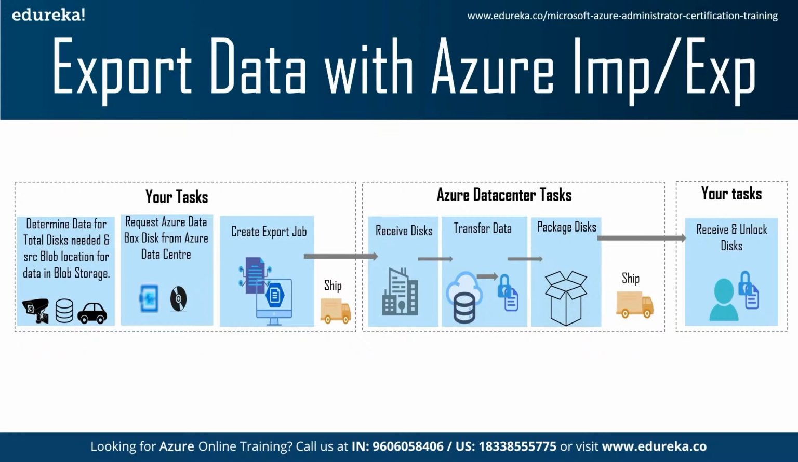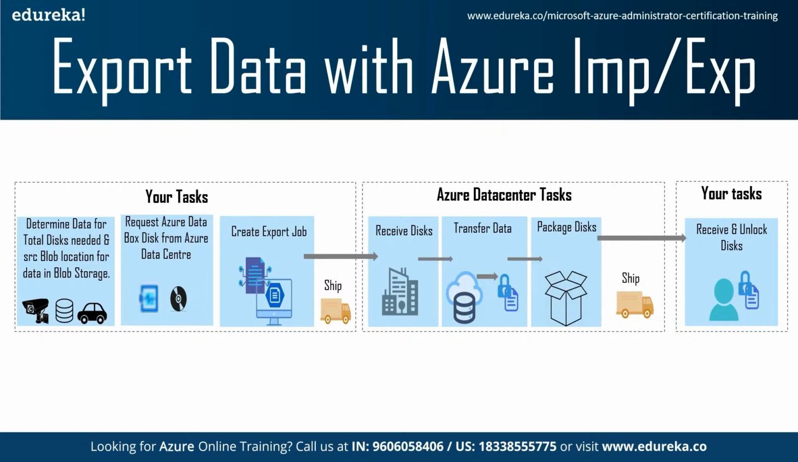You provide the details of your export job as parameters in this command. Then you have to check the job status, meaning whatever process is going on in the Azure data center task. That will be updated in your job status. The first thing is received disk. When the data center receives the disk, Microsoft updates the status of the job to indicate that the disks have arrived. This process is almost the same as import data also.